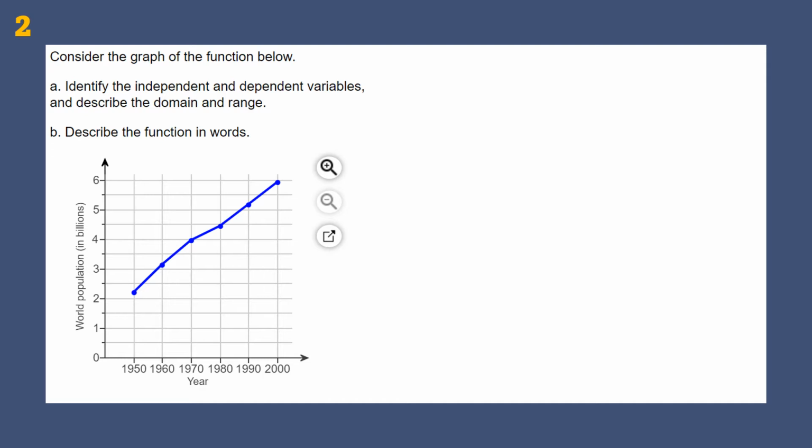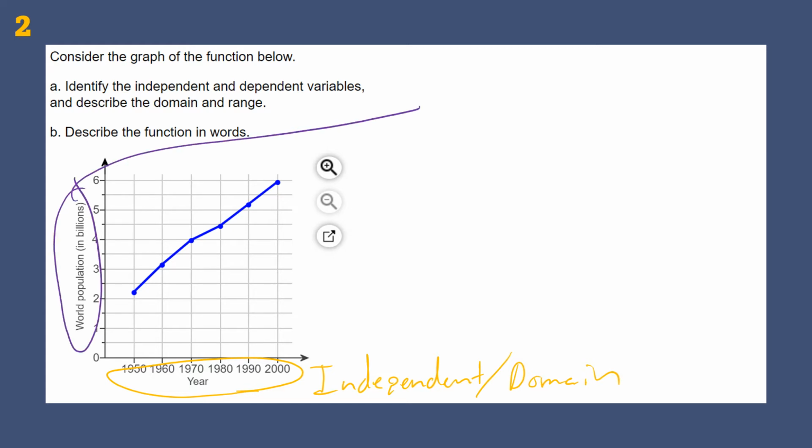Identify the independent and dependent variables and describe the domain and range. First off, the independent variables are always our x value. It's also going to be where we look for domain, which means we have our dependent variables are our y values, which means it's going to be where we look for our range.